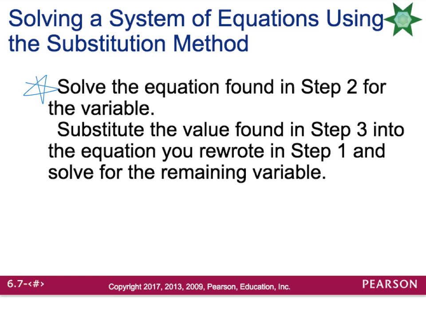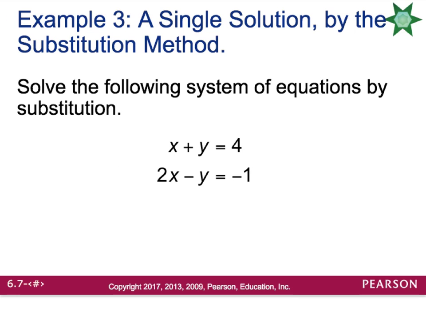Next, you're going to solve that equation for the variable. You'll substitute that answer back into the equation you worked with in step 1, and then make sure you write your solution as an ordered pair with x first. So let's look at an example. Solve the following system of equations by substitution. x plus y equals 4 and 2x minus y equals negative 1.